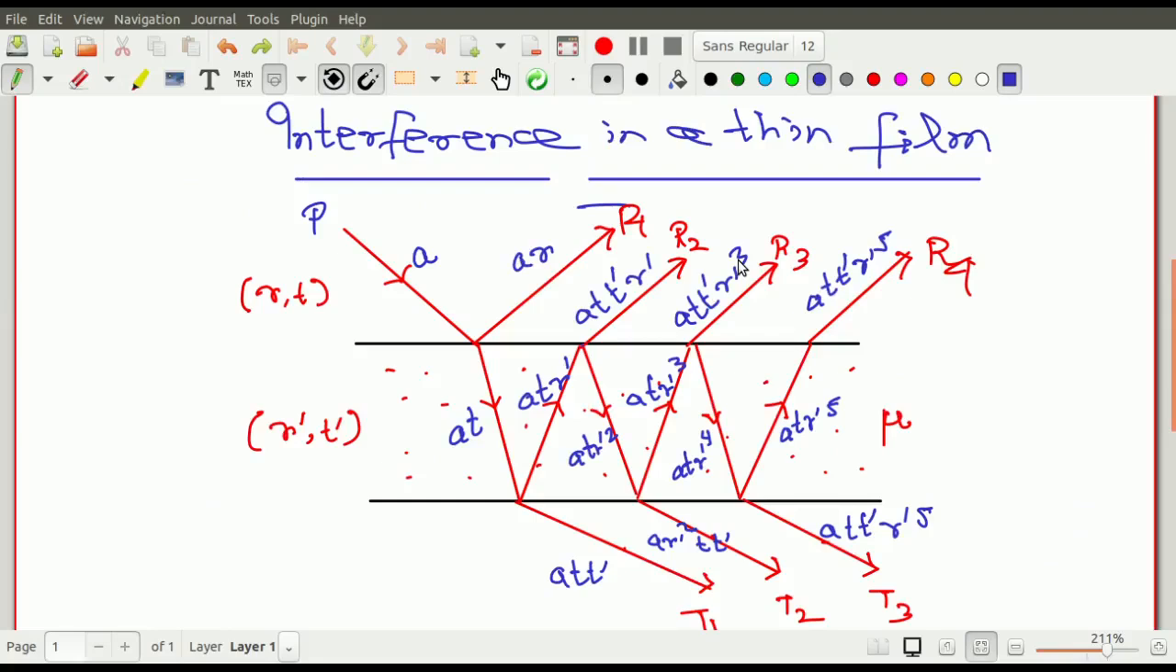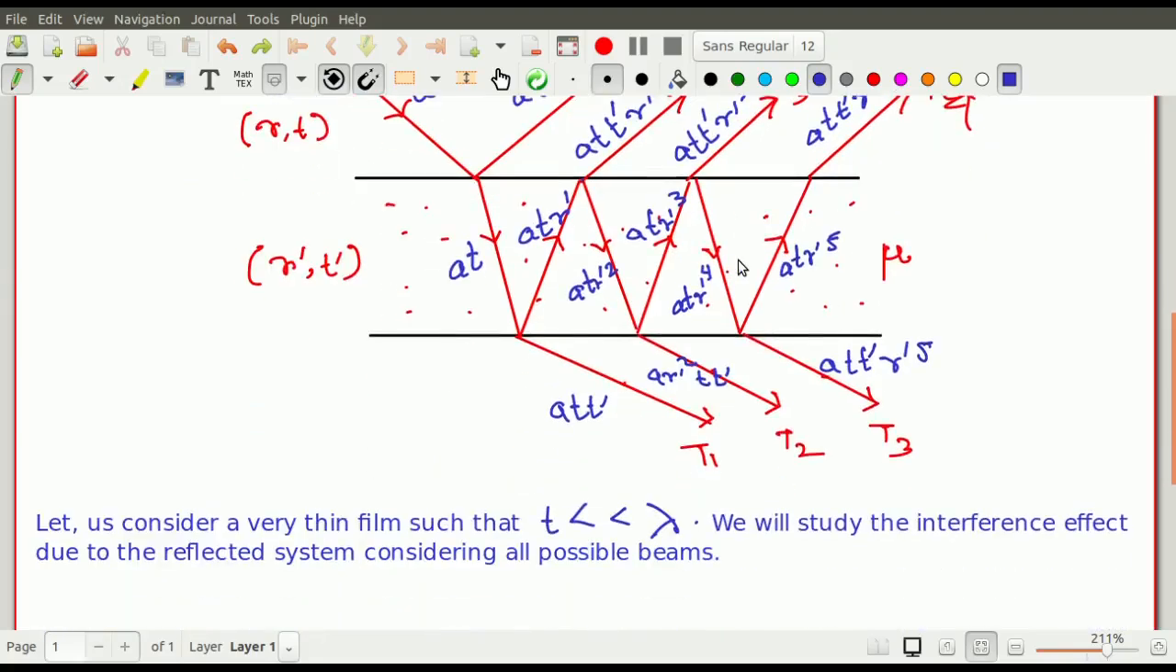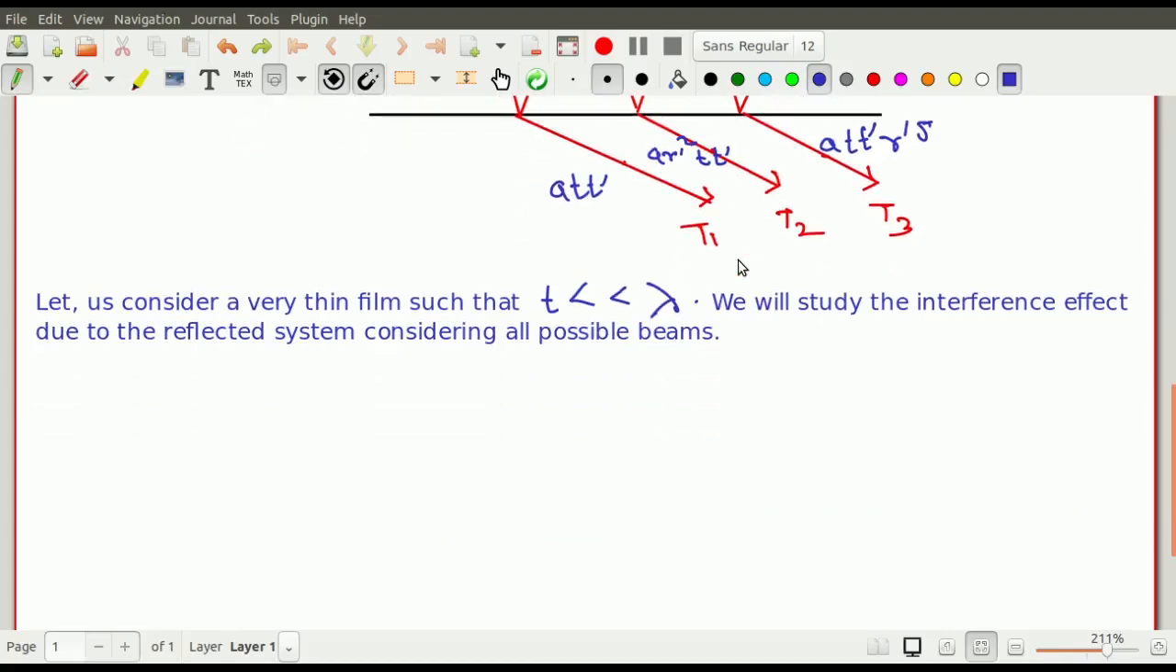আগের ট্রিটমেন্টে আমরা দুটো বিমই নিয়েছিলাম, we have taken only 2 beams, but now I say that you take many number of beams. অনেক বিমগুলো একসাথে নাও। We will study the interference effect due to the reflected system considering all possible beams. যতগুলো বিম আছে সবগুলোকে নাও, ঠিক আছে তো? আচ্ছা, তাহলে টোটাল এফেক্টটা কি হবে? So what will be the total effect over here?